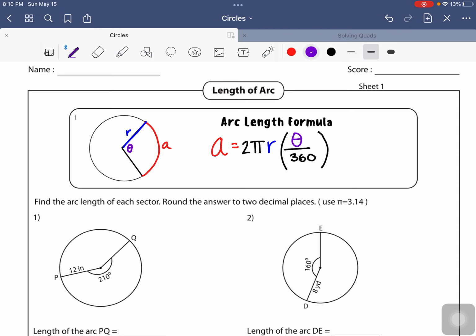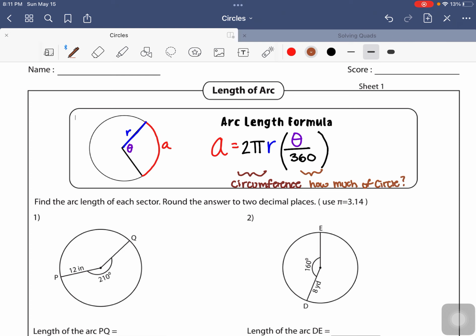Now let me break it down a little bit for you. So if you pay attention, 2 pi r sounds very familiar, right? This is the circumference. Remember back to like day 2, the circumference of a circle, the outside, has a formula and it's 2 pi r. Now this piece over here with the fraction, this is figuring out how much of the circle we're looking at. How much of circle.